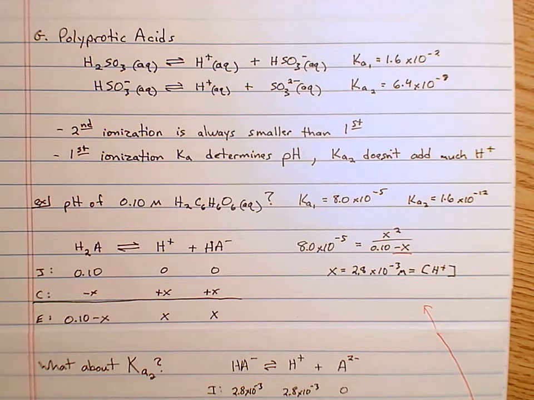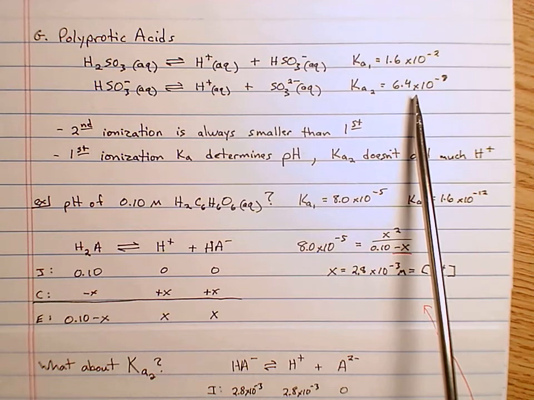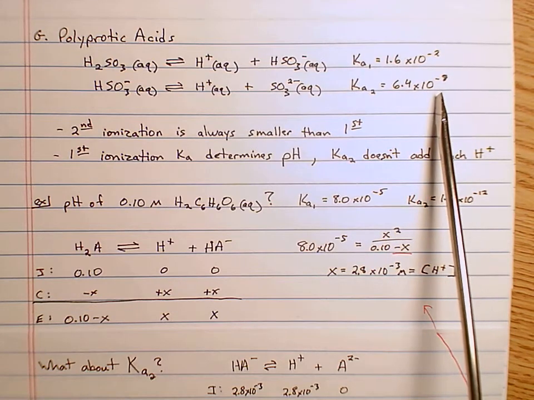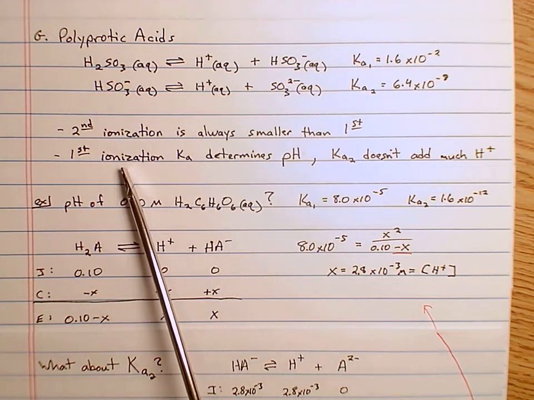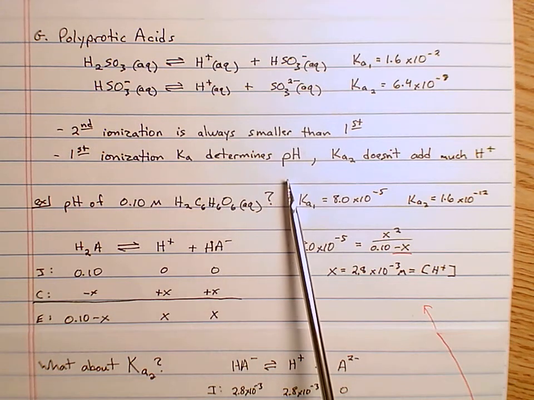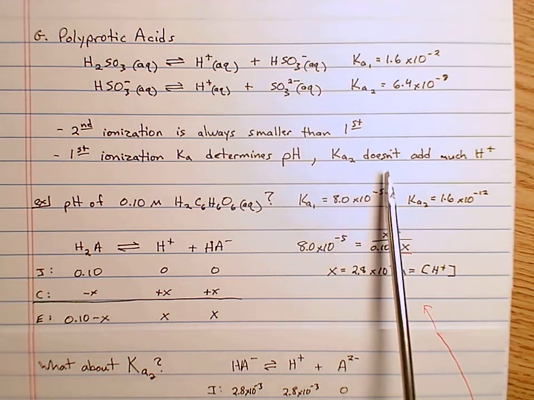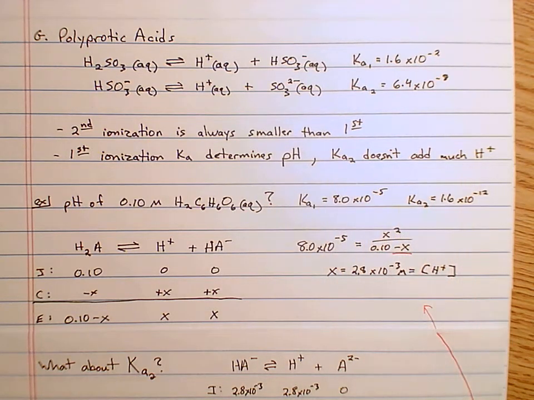All right. So not always, but most of the time, you're going to find out that the second ionization constant is quite a bit smaller than the first acid dissociation constant. And we're also going to find out that the Ka from the first ionization is what determines the pH. That second Ka just isn't going to add very much H plus into solution.